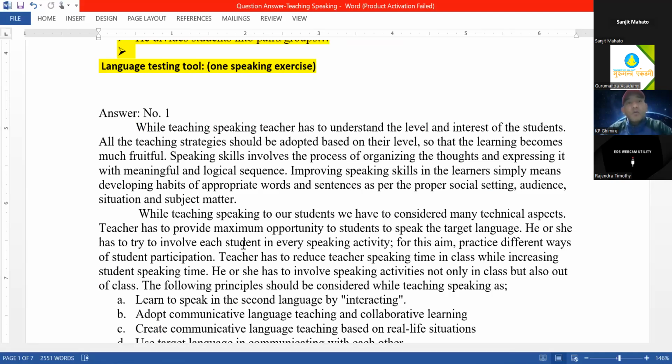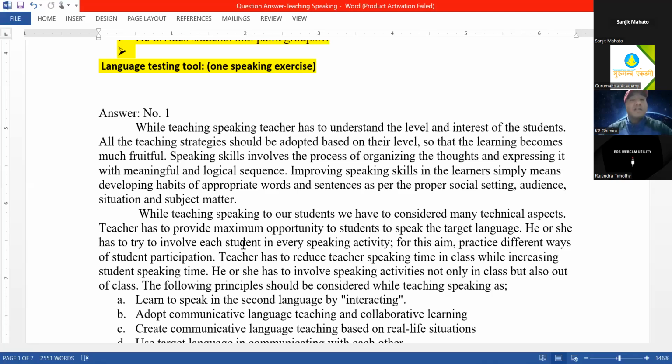You can see how we can teach. Look here. While teaching speaking, the teacher has to understand the level and interest of the students. So first, it starts in this way. For teaching speaking, how do you teach? The question is demanding practical ideas from the teacher. So while teaching speaking, the teacher has to understand the level and interest of the student first. Then only we can employ teaching speaking accurately. All the teaching strategies should be adopted based on their level.